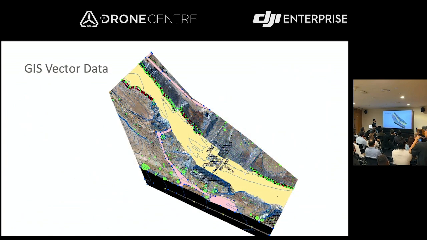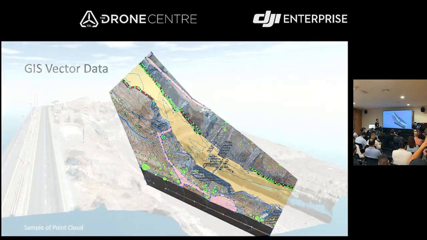Also here, this is the vector data. We digitized all the area from the ortho map in GIS software. This is a contour line. Also, this is an unpaved road. We can put them in one layer. Also, we have the bushes and some trees. This is the wadi area. And we have the main road and some light poles also.